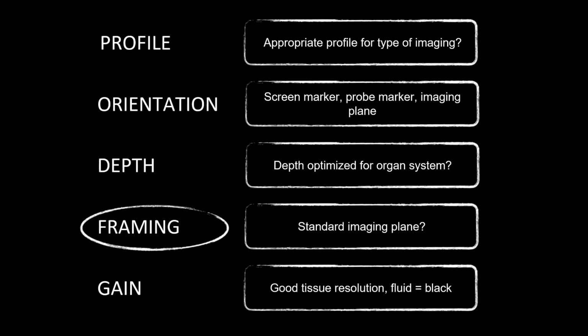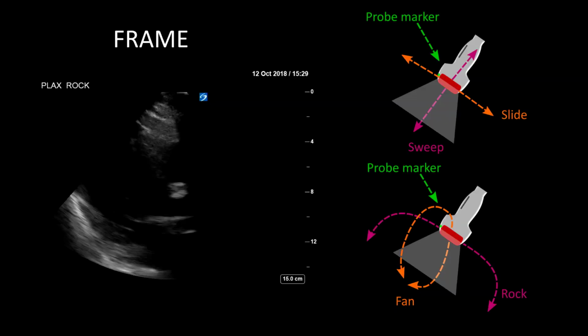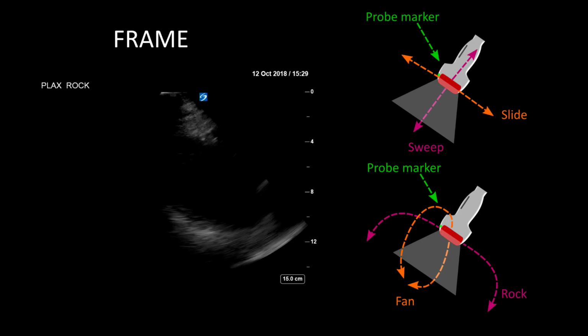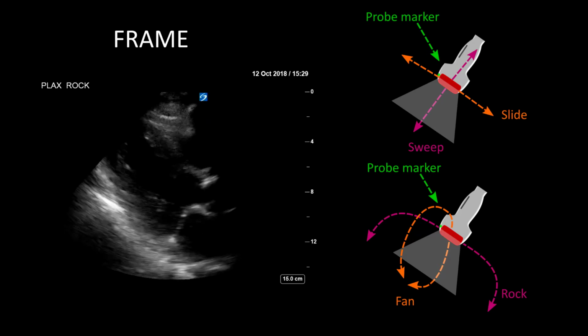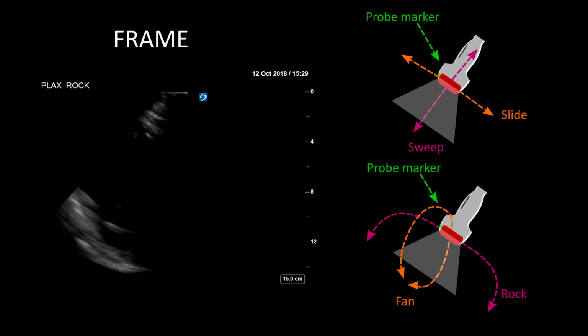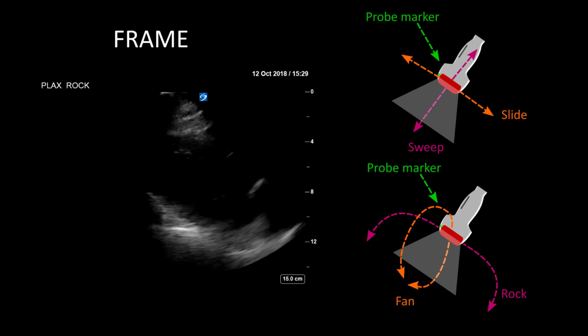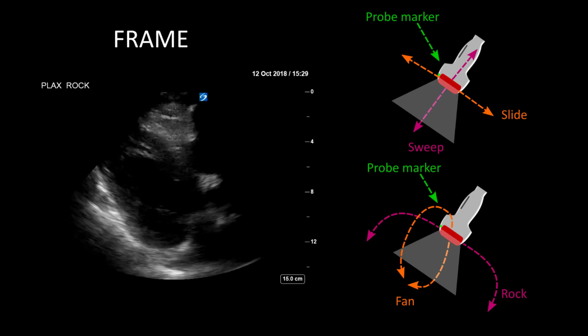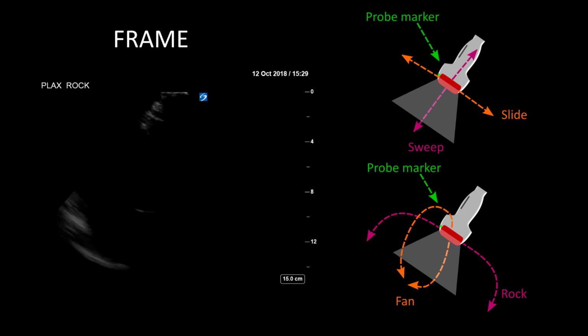Finally, you need to start thinking about using maneuvers to frame the image you're looking at and get the standardized view. This can be done using maneuvers that are detailed in our transducer manipulation video. Framing requires using different maneuvers, usually a combination of sweeping, sliding, fanning and rocking to center the image upon the point of interest. This in effect is used in combination with depth to ensure the region of interest is framed appropriately.